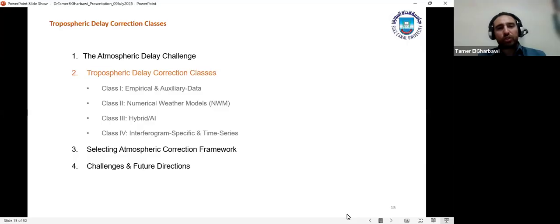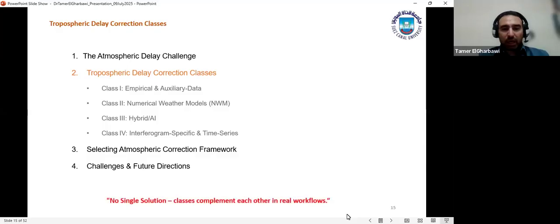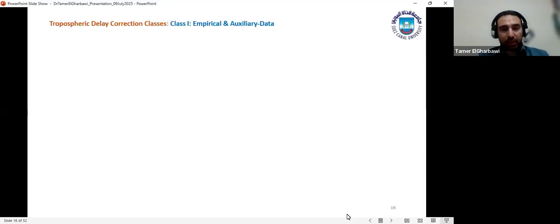In order to find the tropospheric delay correction, we divided the methods into some classes. First, empirical and additional data, numerical weather models, hybrid AI, and time series analysis, which is the oldest method we have for atmospheric correction. The thing is, there is no single adequate solution. These classes can complement each other in a real workflow, depending on the process, the phenomenon we are studying, and the data available.